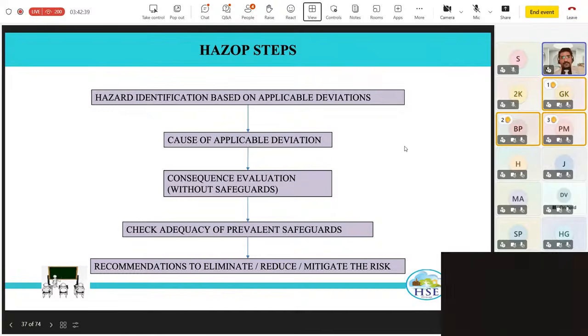Okay, next is HAZOP steps. Again, I've tried to keep this very simple. The first important step is hazard identification based on applicable deviations. You have a certain set of deviations mentioned, like flow, temperature, pressure. The deviation could be more flow, less flow, reverse flow. So that is how you identify a hazard that was possible based on the deviation, the parameter being flow. Based on that, you look at the applicable cause of the applicable deviation, that could be your more flow, less flow, whatever.